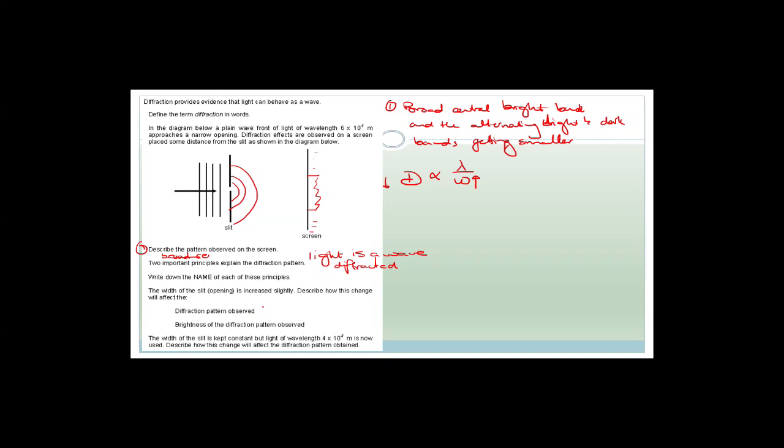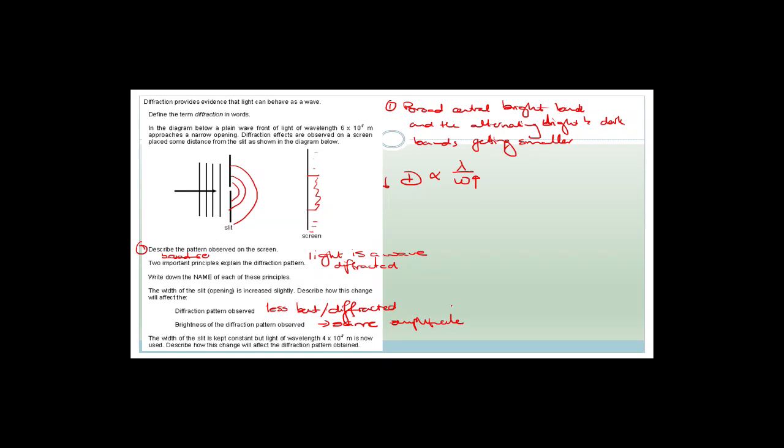So the diffraction pattern is going to be less bendy. How would I say this? Less bent or diffracted. Okay, and the brightness of the diffraction pattern observed, it'll be the same. What affects the brightness is obviously the amplitude of the light. The amplitude, okay? Remember the amplitude of a wave is either, if it's in sound, the loudness, and in light, it is the brightness.